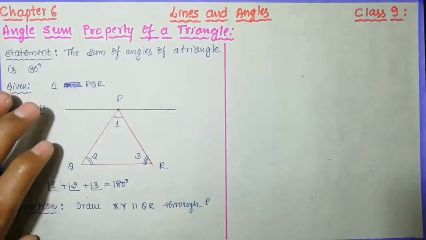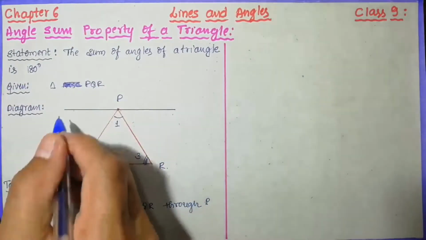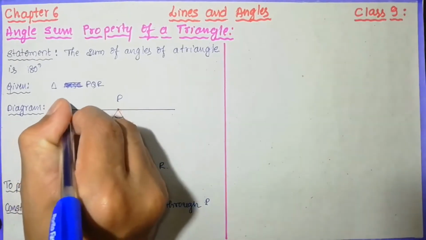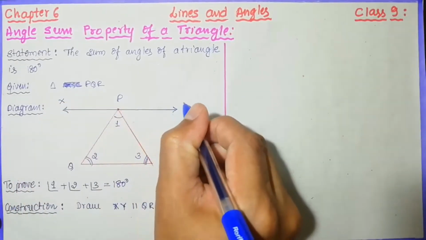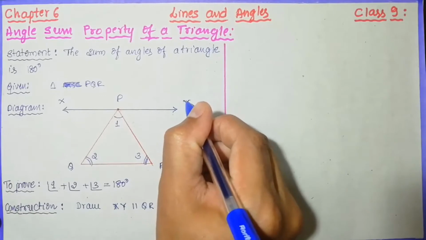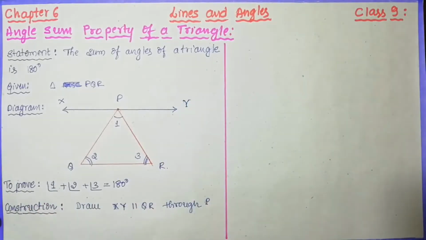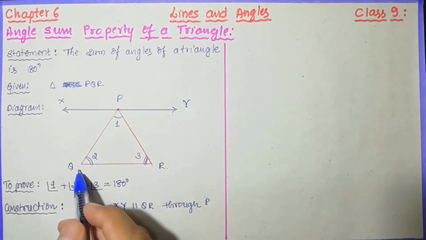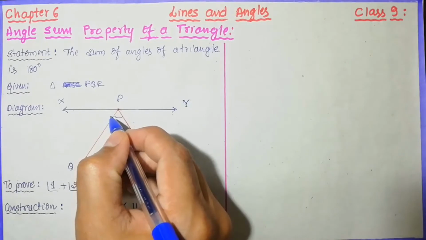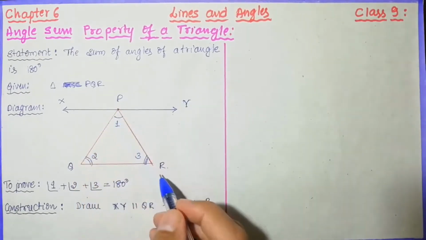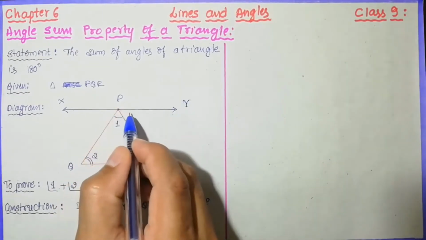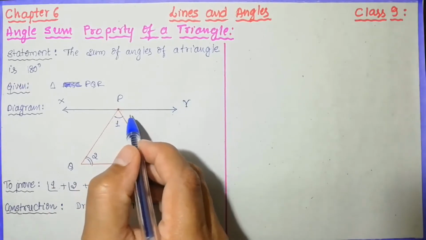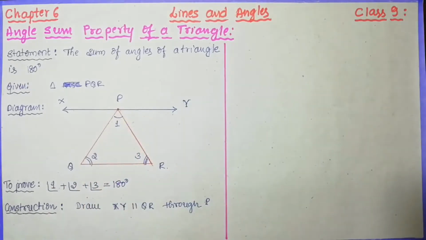This is X and this is Y. XY is parallel to QR. This is the parallel line, and PQ is one of the sides of the triangle, and here one angle is formed. Here also, this is one of the sides, and here it is the line XY. Here also one angle is formed. You need to understand one more thing here.